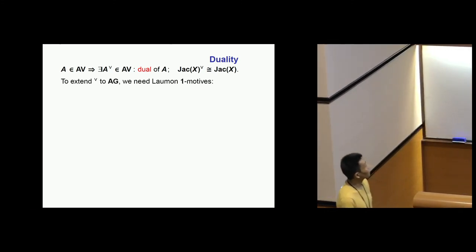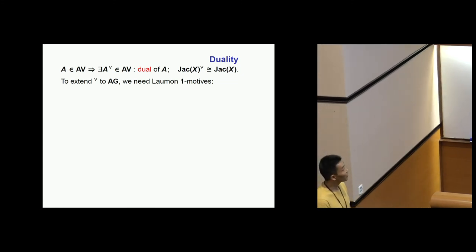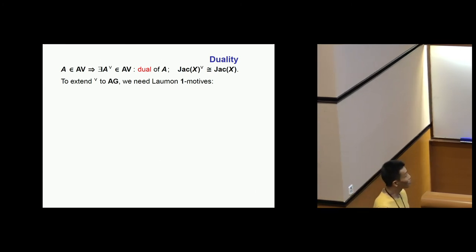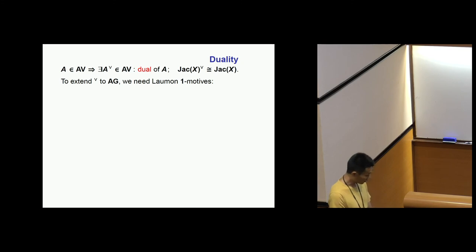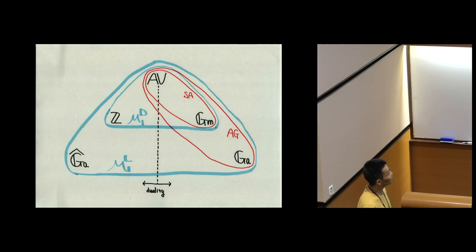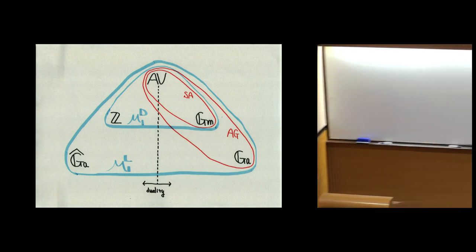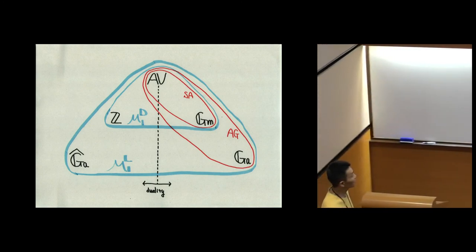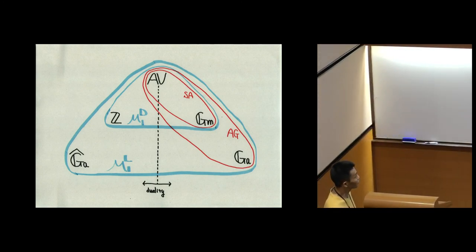But if we want to generalize this notion of duality from Abelian varieties to commutative algebraic groups, we need the notion of one-motives. And I would like to explain it in this picture. AV is the category of Abelian varieties, and this small red oval is the category of semi-Abelian varieties, which consists of Abelian varieties and G_m. And this bigger red circle is any commutative algebraic group. This is an extension of semi-Abelian varieties by copies of G_a.